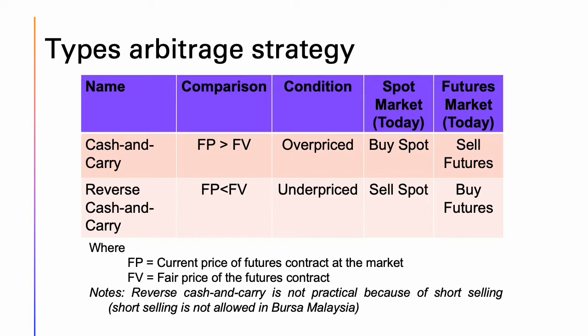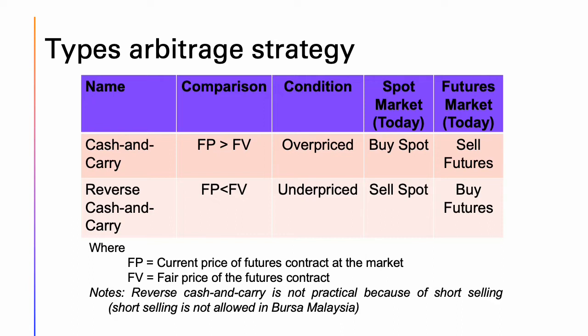How to choose your arbitrage strategy is based on the condition of the market, whether the market is overpriced or underpriced. An overpriced market is where the futures price is higher than fair value. So if you get an overpriced condition, you must use the cash and carry strategy. In the cash and carry strategy, in the spot market today, you need to buy spot. At the same time, you need to sell the futures contract.